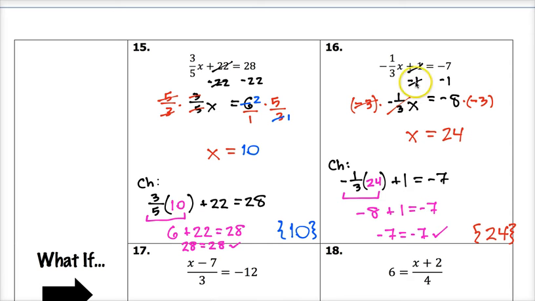Number 16, we subtract 1 from both sides as our first step. We get negative 1/3. Make sure you bring down that negative sign on the 1/3 equals negative 8. And then the reciprocal of negative 1/3 is negative 3. So we multiply both sides by negative 3. Negative 8 times negative 3 is positive 24, which is our solution to 16.